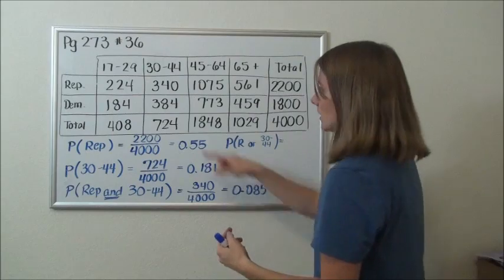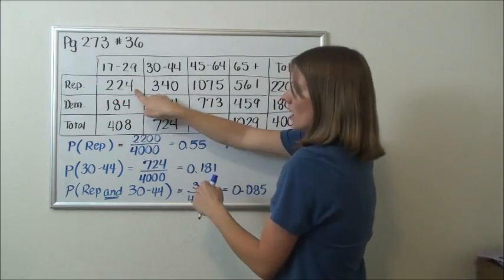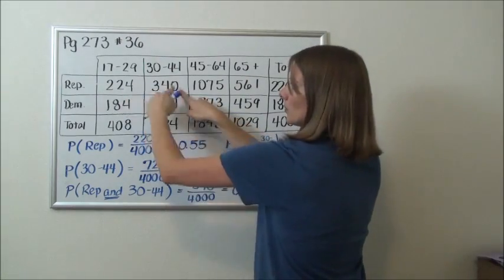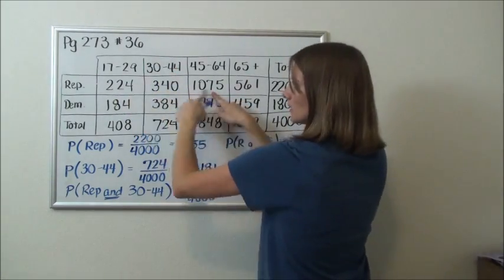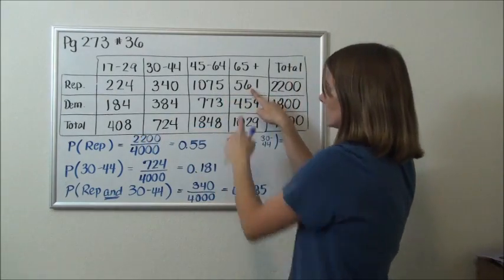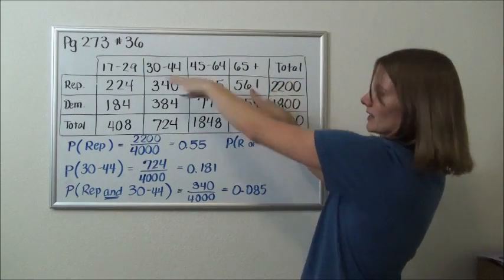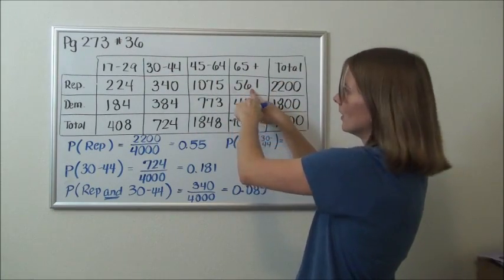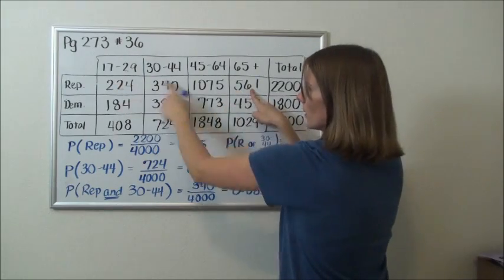both simultaneously. So I'm going to take the 224 because that's Republican. I'm going to take the 340 because it's both Republican and the right age group. I'll take the 1075 because that's Republican. I'll take the 561 because that's Republican. I'm not going to take the total because that's actually just adding all these up. But I'm taking each of those different numbers. Those are all the Republicans.